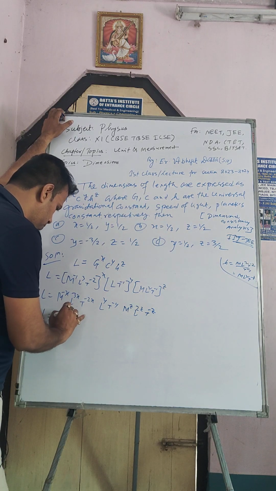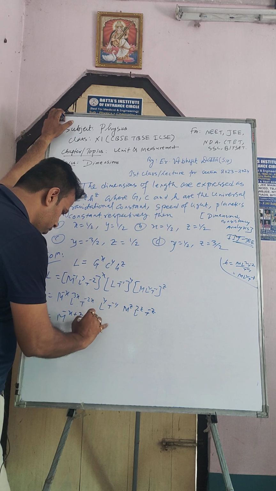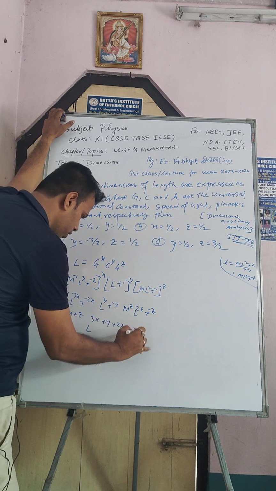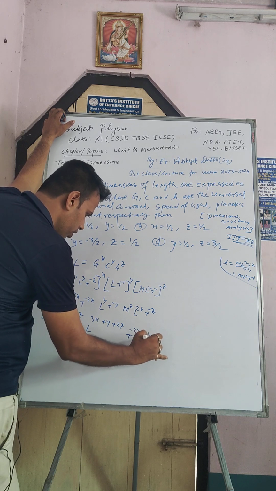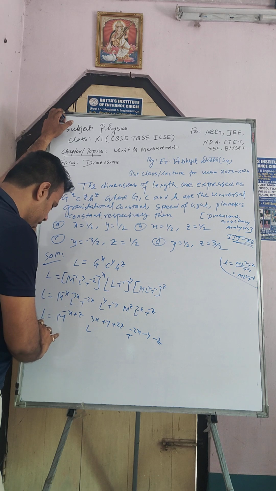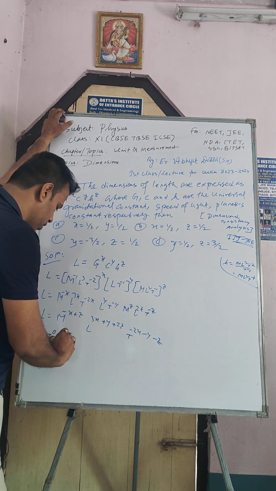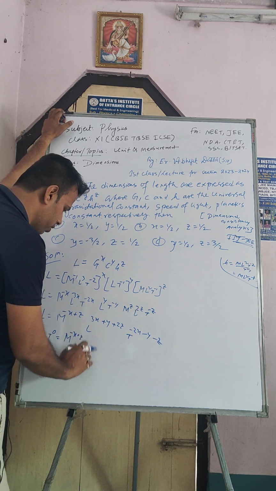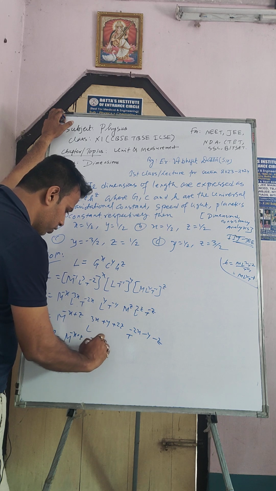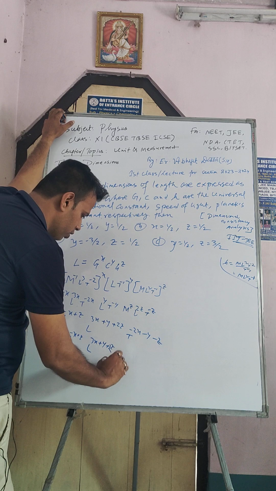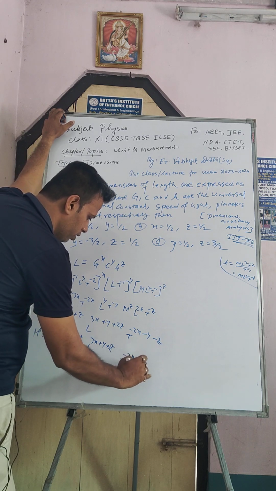So m to the power minus x plus z, L to the power 3x plus y plus 2z, and t to the power minus 2x minus y minus z. From that we can compare and write here m to the power 0, L, t to the power 0, that is m to the power x plus z, L to the power 3x plus y plus 2z, and here also we can write minus 2x minus y minus z.